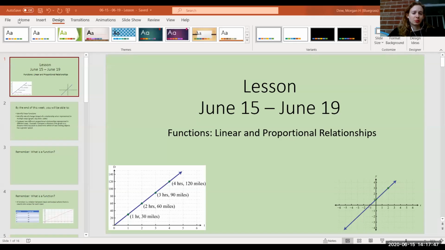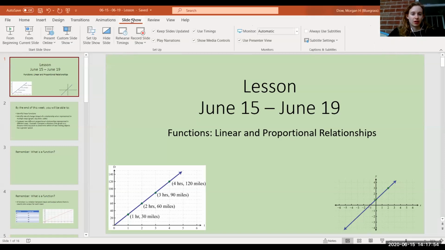Hello, everybody. All right, so this week we are focusing on functions. We're continuing our work on functions. We're going to be focusing specifically on linear functions and proportional relationships.